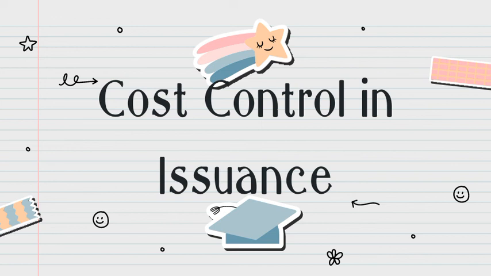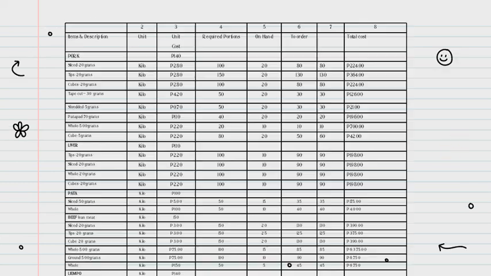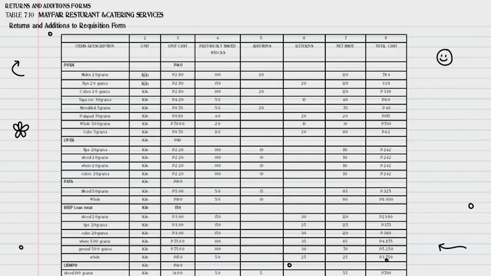The next is the cost control in issuance, requisition and issuance. So this is the return and addition forms of Mayfair restaurant and catering service. So this is an example of a return and addition to requisition form. So this is all my report. Thank you.